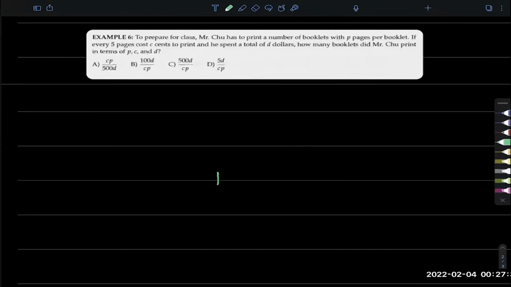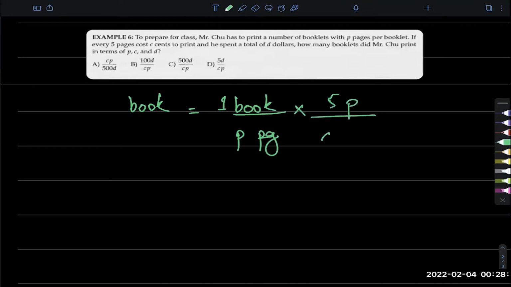So basically, what are we looking for? We're looking for how many booklets he printed. So what's the booklet equal to? Let's say we have one book. One book has P pages, and 5 pages cost C cents, and there are 100 cents in every dollar. And how many dollars did he spend?